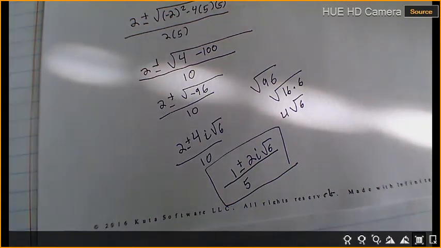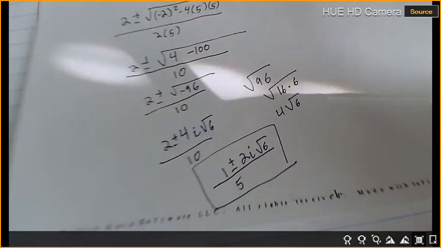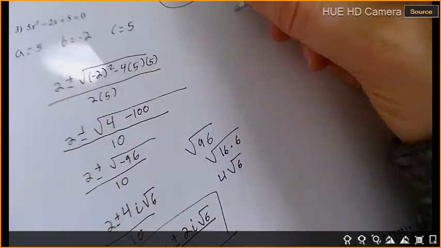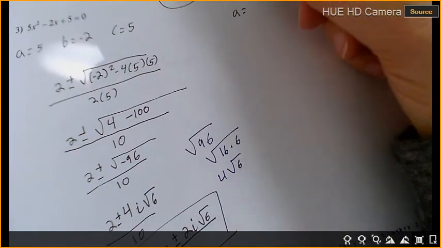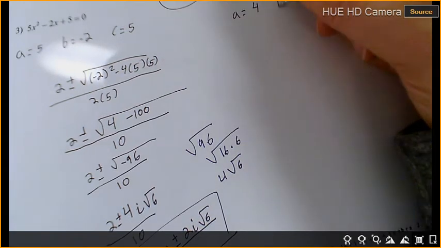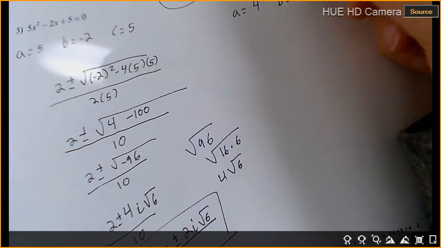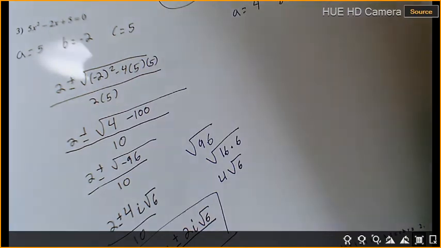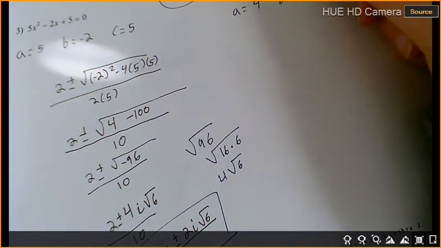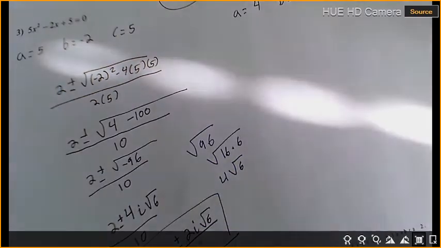Okay, let's do one more. What is the A for number 4? What is the B? Okay, so let's set it up. What do we get?